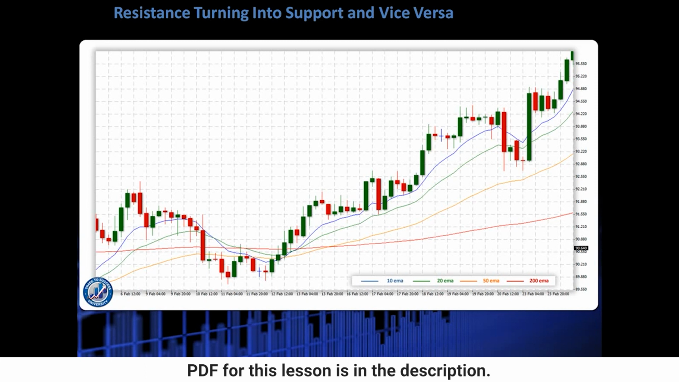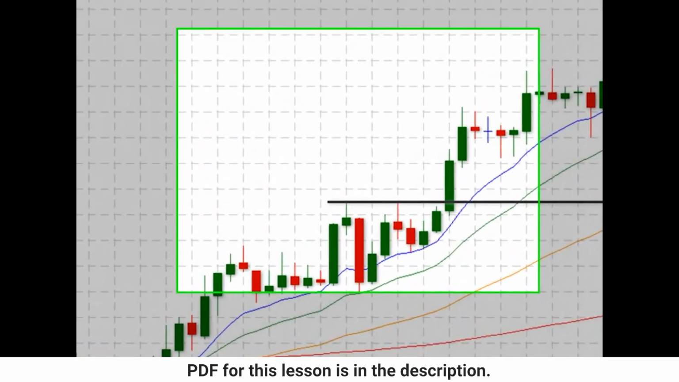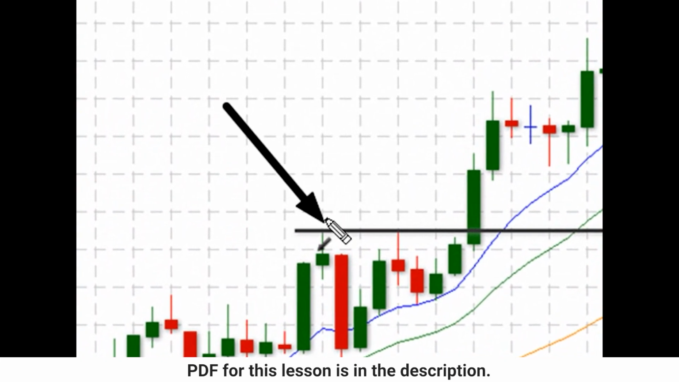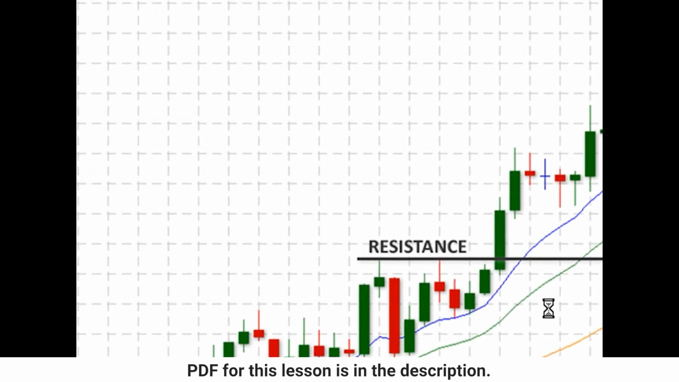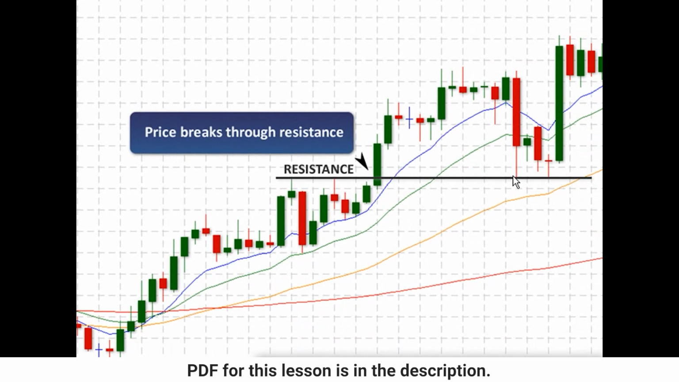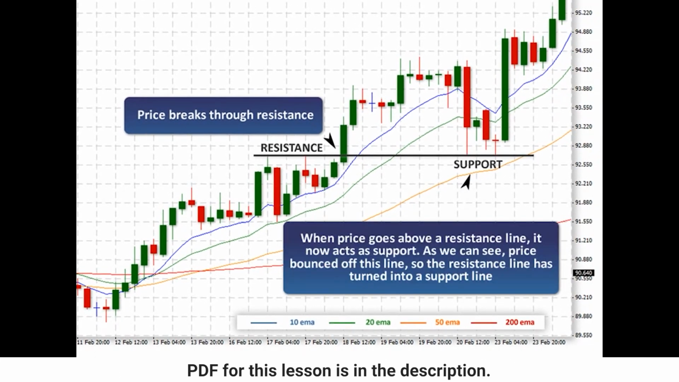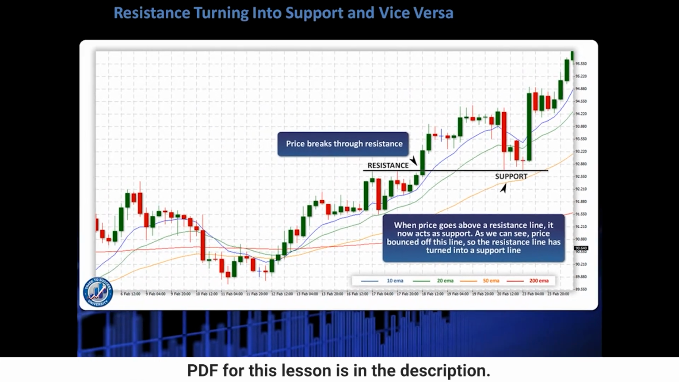Did you find it? Okay, so there we have it. There is a line where we had price come up to it and then bounce back off it. It acted as a resistance line, and then price broke through it but couldn't break down below the line and just bounced off it and went back up. The line acted as support. So when price goes above a resistance line, the line now acts as support. And as we can see, price bounced off this line, so the resistance line has turned into a support line.